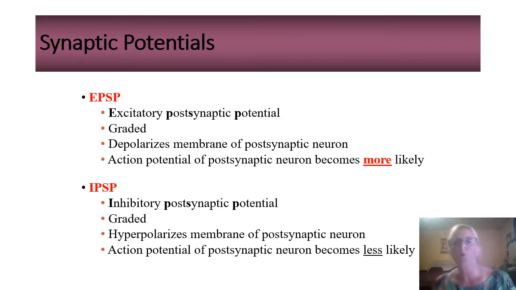So excitatory postsynaptic potentials are graded. They will depolarize the membrane of the postsynaptic neuron, and the action potential of that neuron will become more likely. So excitatory increases the chances of an action potential occurring. Inhibitory can also be graded, that means summed together. They can hyperpolarize the membrane of a postsynaptic neuron and make it less likely for an action potential to be fired.